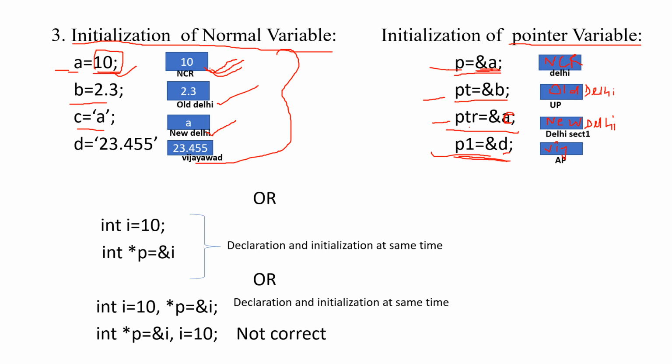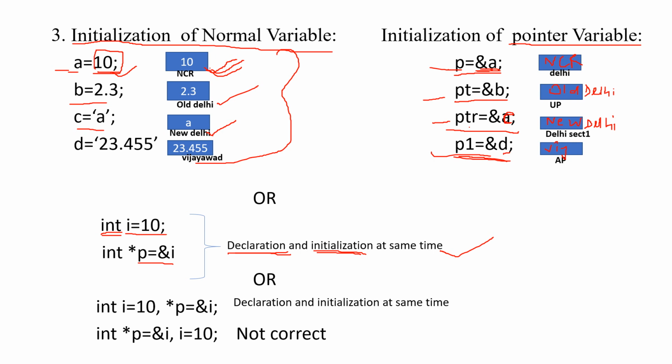So they will give you int i = 10, and they will ask you int *p = &i, and ask whether it is a correct declaration. Can you do that? Yes, you can do it like that. You can do it separately, or in parallel. Here you are performing declaration as well as initialization in a single line.